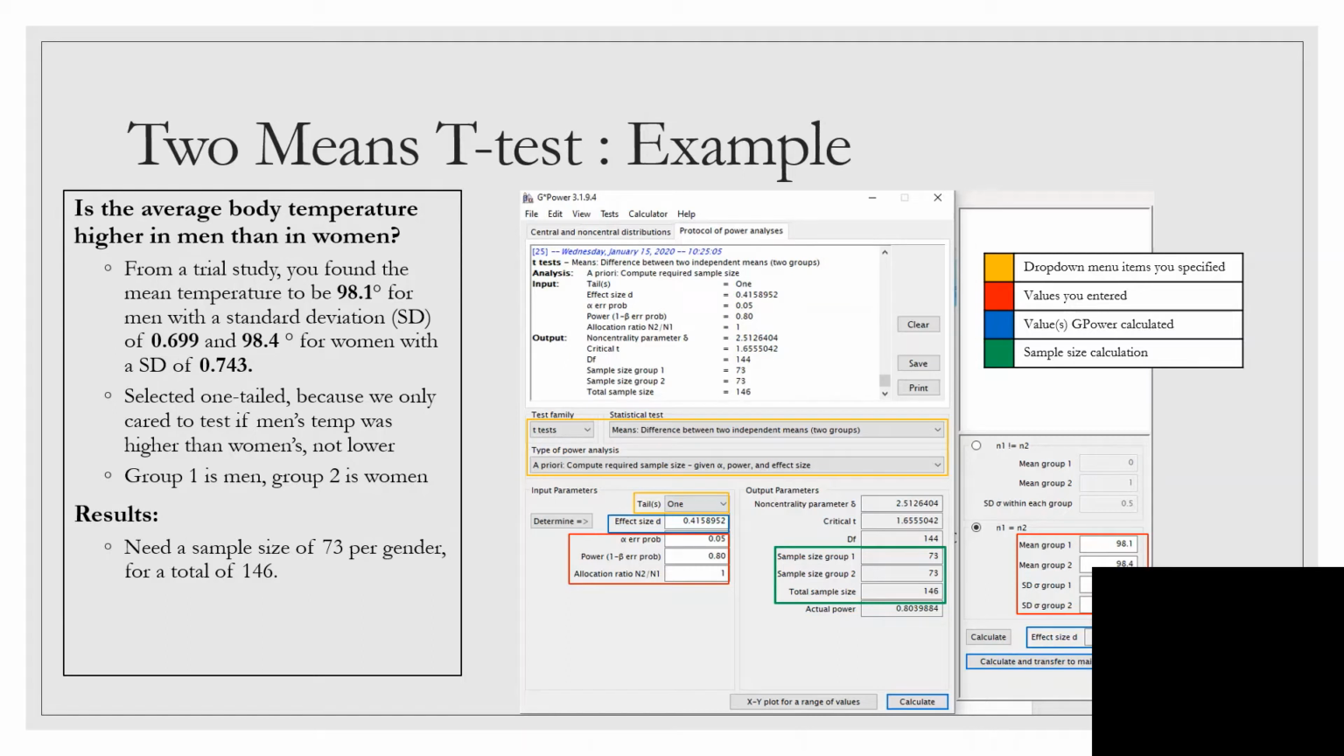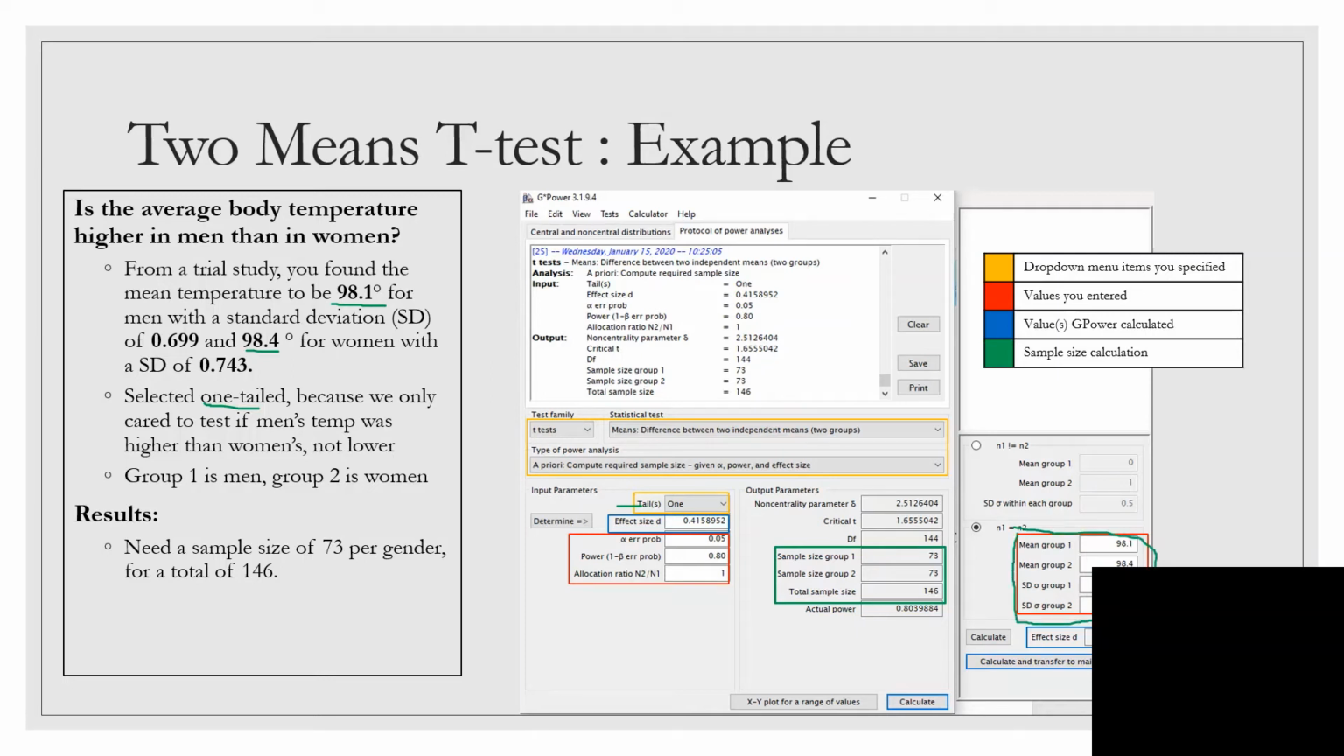Is the average body temperature higher in men than women? From a trial study, I find for men, it's 98.1 with a standard deviation, and 98.4 for women with their own standard deviation. Since I only care if it's higher in men, I would select a one-tailed test here, and I would enter the means and standard deviation here.